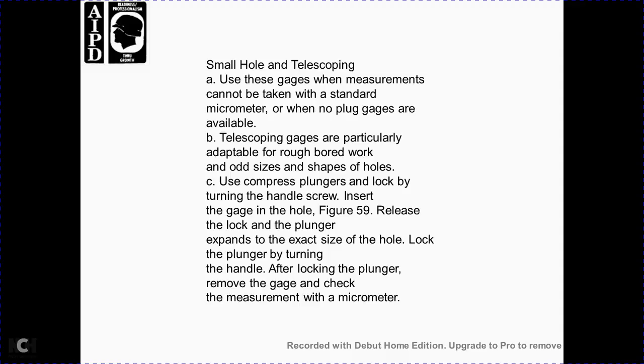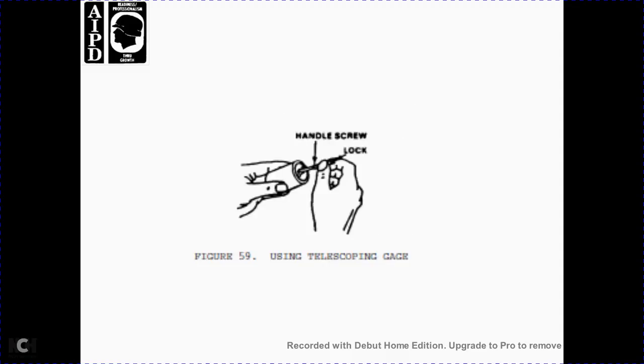Figure 59. Release the lock and the plunger. Expand the gauge to the exact size of the hole, then lock the plunger by turning the handle of the lock. Remove the gauge and check the measurement with a micrometer. Figure 59 shows the telescope gauge, the handle and the screw lock.